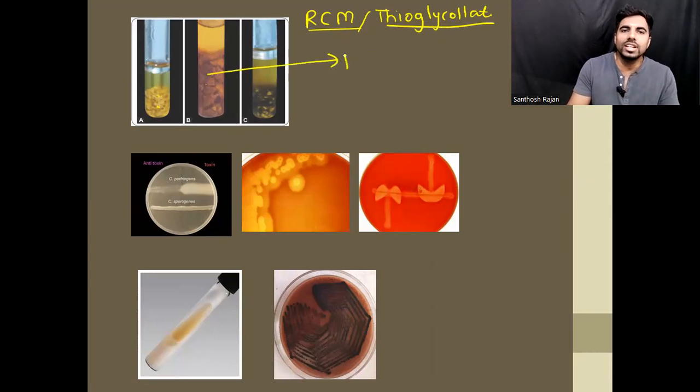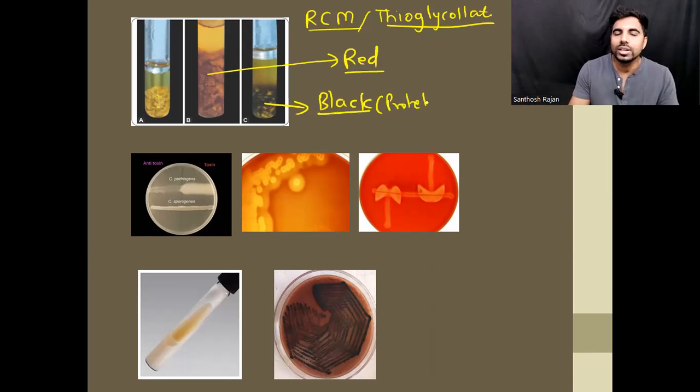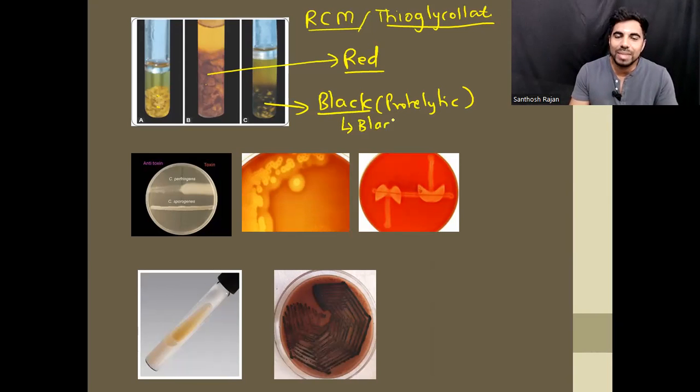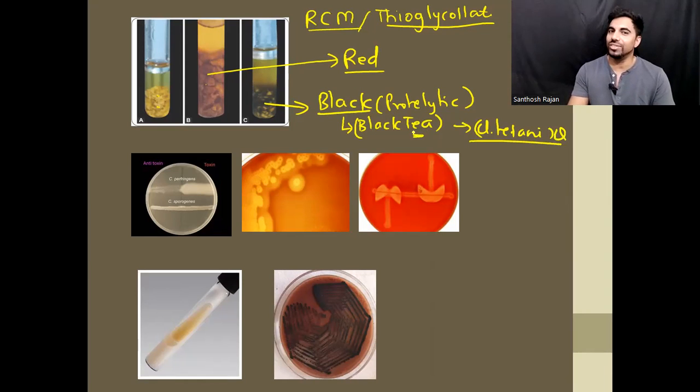So you see, it becomes either red color or black color. This can be a question. Black color if it is proteolytic. That means any protein breakdown will give black color. If you remember, in mycetoma, when the protein is broken down, you get black color. So who is that black? What is the favorite for everyone? Black tea. So black tea means Clostridium tetani. This question will come. In RCM media, when you get a black color, what is the organism? Clostridium tetani. Got it? Very good. You'll not forget.